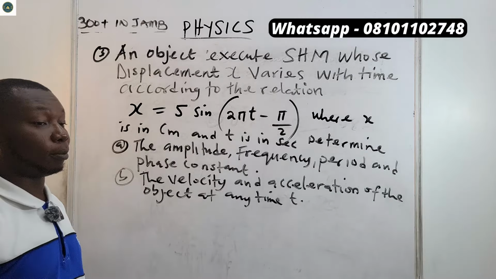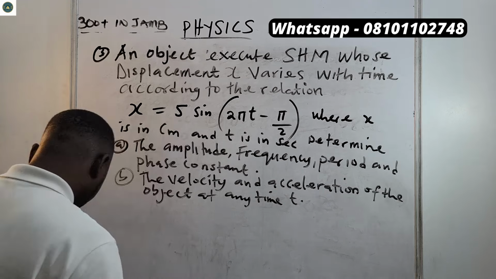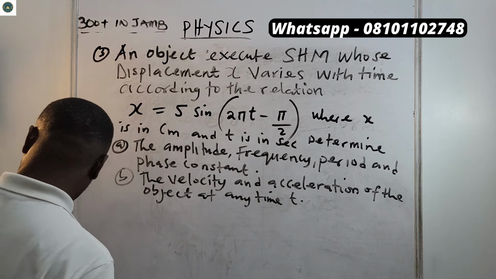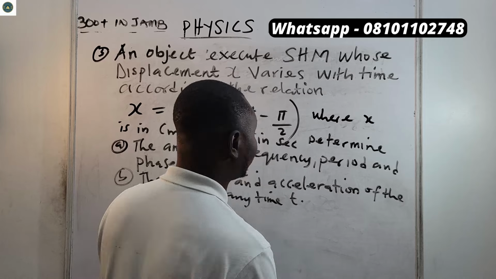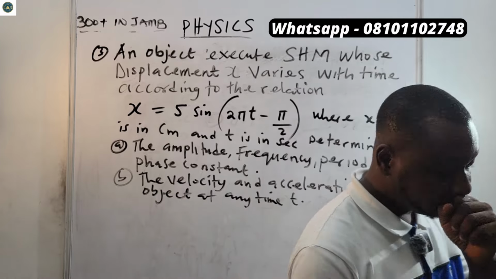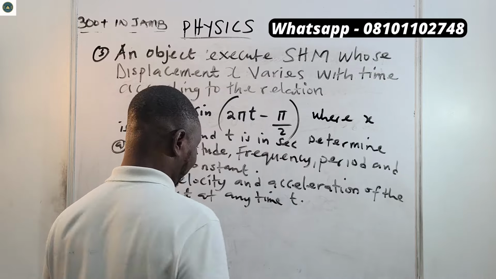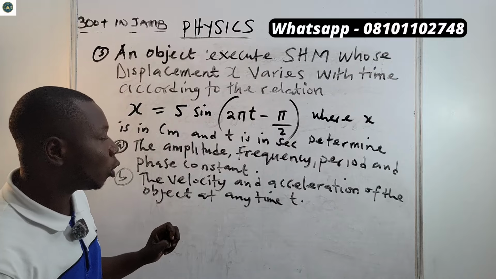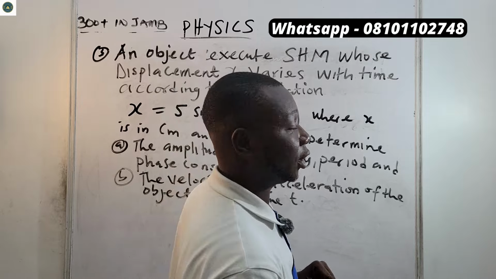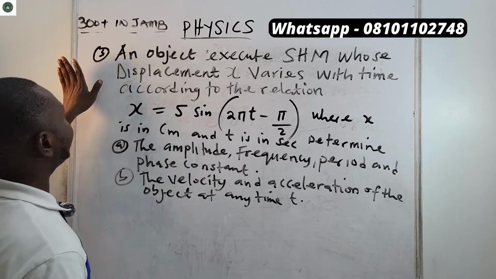Now, what comes to your mind is the velocity and the acceleration of the object at any time t. That is the instantaneous velocity, or the instantaneous acceleration at any time t. So now let's come back.